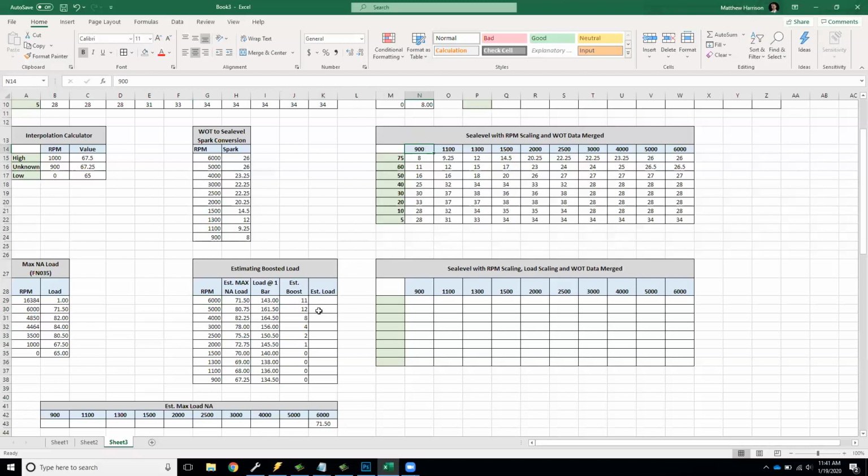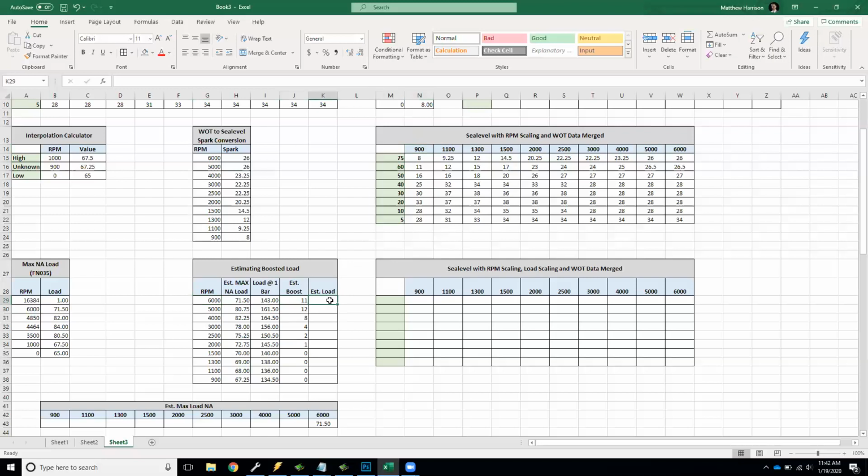Now it's starting to come together for you. So all we have to do here is figure out, well, if we know that it's going to double for every 14.5 approximately, then we just need to figure out, well, how many bar are we going up here? And we can do some similar math.